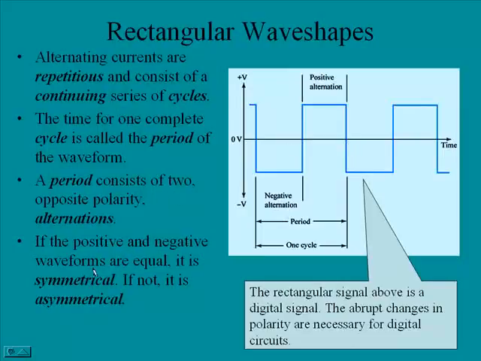If the positive and negative waveforms are equal, it is symmetrical. And if we're talking about alternating current AC out of the wall, it is symmetrical. If not, it is asymmetrical. The rectangular signal above is a digital signal. The abrupt changes in polarity are necessary for digital circuits.